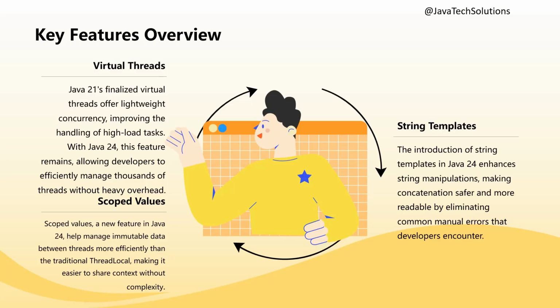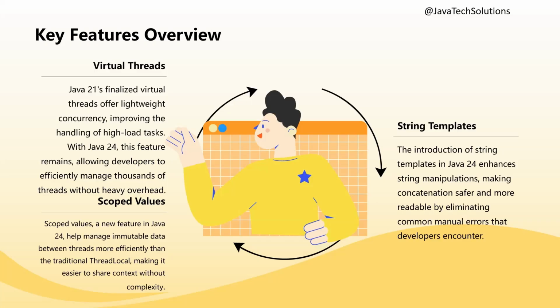With Java 24, this feature remains, allowing developers to efficiently manage thousands of threads without heavy overhead. Here they have also introduced a new feature called scoped values. This is a new feature introduced in Java 24. It helps manage immutable data between threads more efficiently than the traditional thread local, making it easier to share context without complexities.